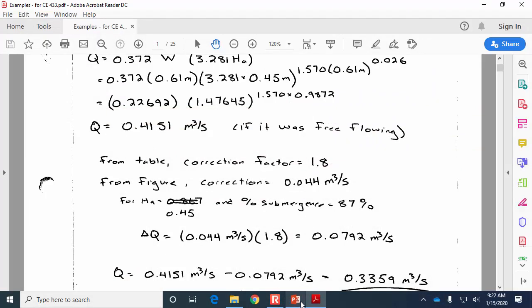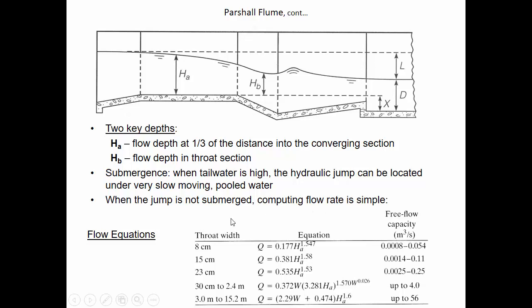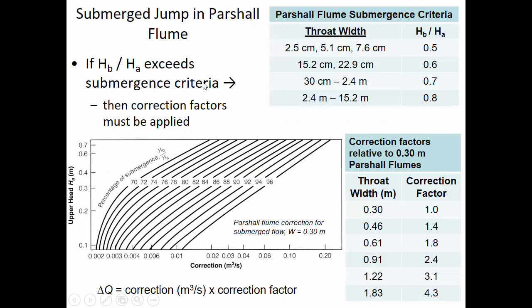So you have a homework problem where I'm asking you to do some things having to do with the Parshall flume. So the process is you figure out what's the size of the flume, and depending on the size of the flume, you find the equation that applies. So here's the equations for different size flumes, and then you would plug in the upstream depth versus the downstream depth to find out if the hydraulic jump is submerged and whether you're going to have to apply a correction. And if you do, the only correction factor that we have in the textbook is for the 0.3 meter width.